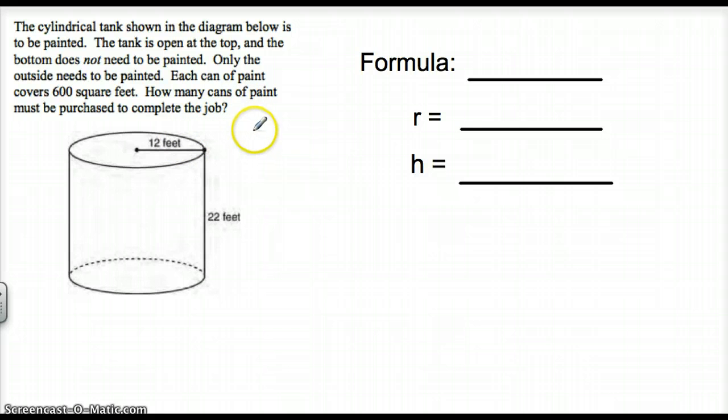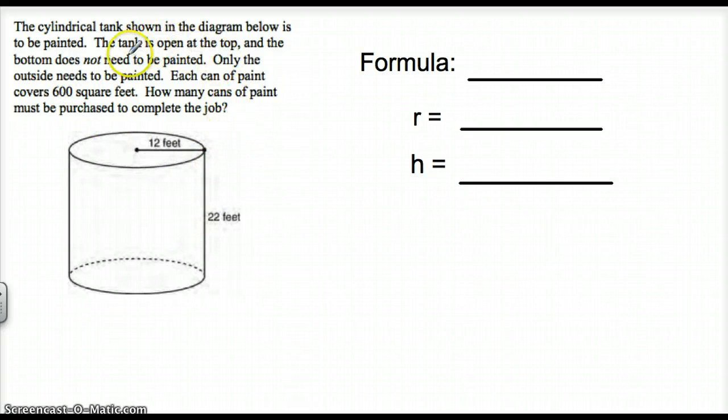Whoa, that's rough. But like I said, the first place we should always be doing is figuring out what formula we need. Well, we know it's a cylinder, so we're probably going to need a cylinder formula. But what do we need? Volume, surface area, or lateral area? Great question. Well, volume's for what's inside, and it says we're going to be painting the outside, so we probably don't need volume. That's out.